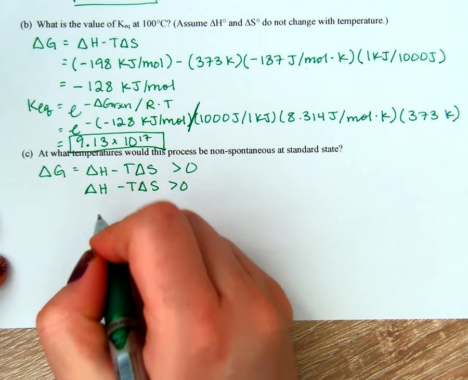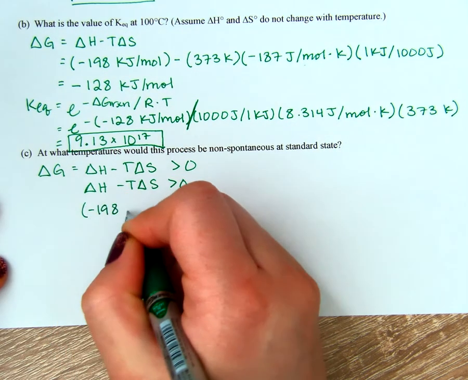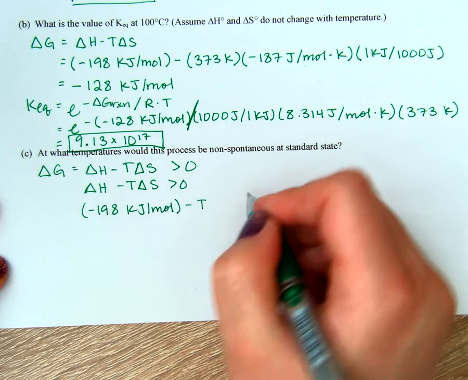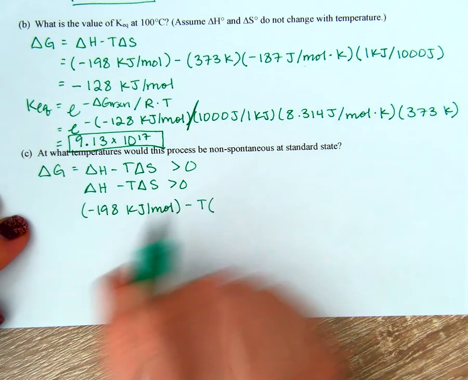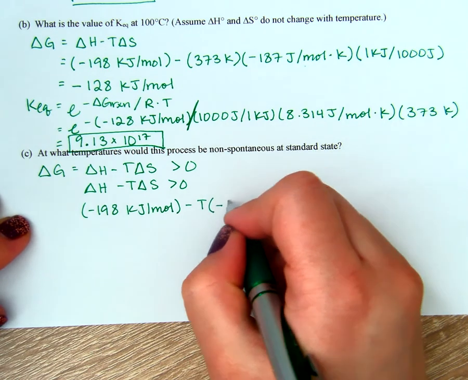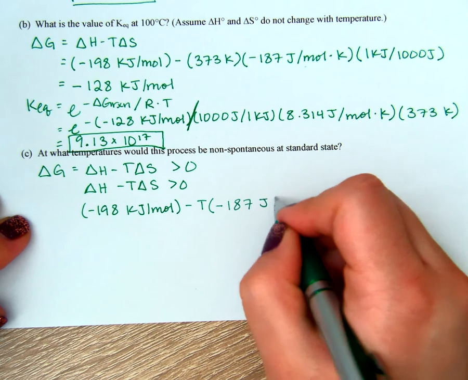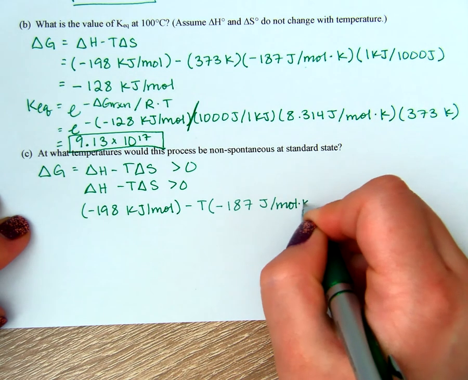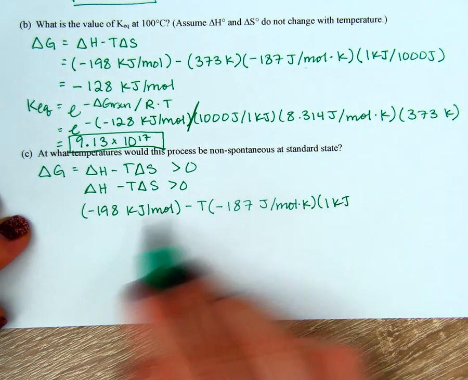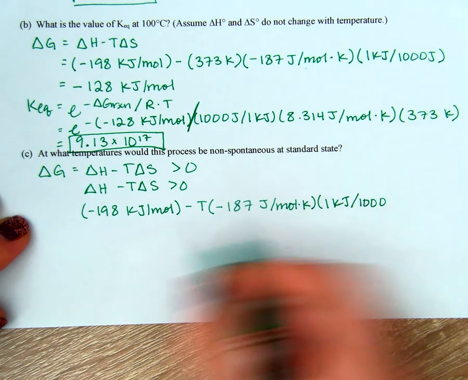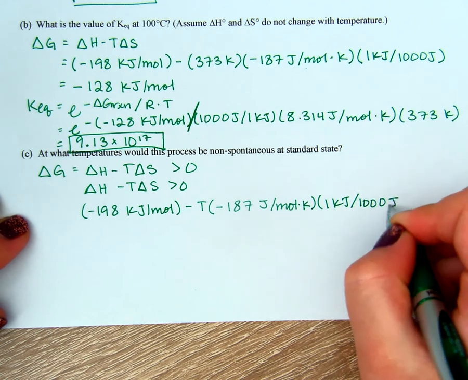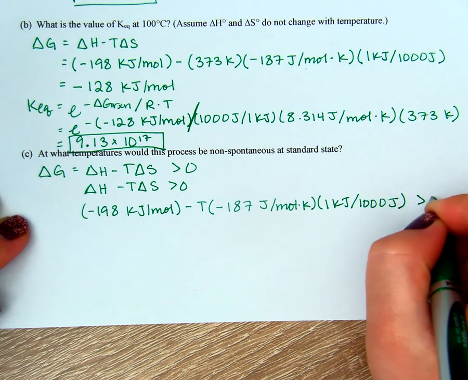Okay, welcome back. So our delta H is negative 198 kilojoules per mole minus T. And we don't know the temperature. We're trying to look for the temperature. Plugging in our delta S, negative 187 joules over mole times Kelvin. And then getting rid of joules and getting into kilojoules, 1 kilojoule, because we want to match our units over here. As long as your units match either way, you're okay. You could have converted that to joules as well. It doesn't really matter. 1,000 joules. And all that's greater than 0.